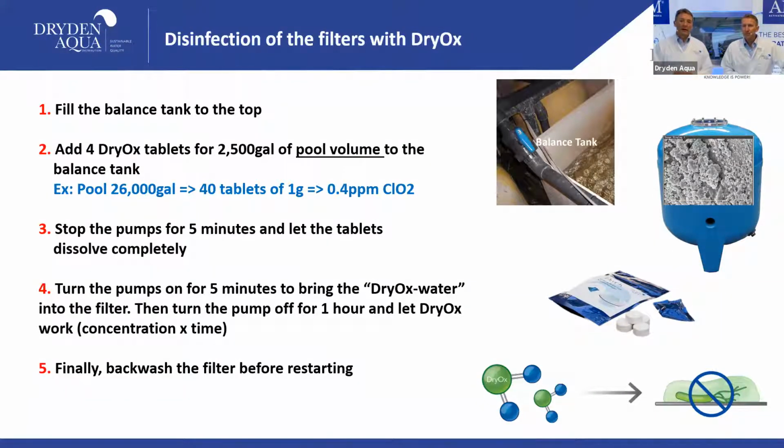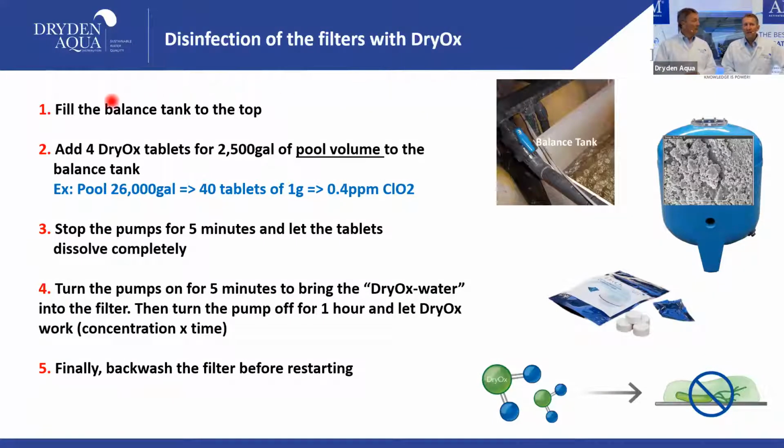We said, okay, fill the balance tank to the top. Why do we do this? Because we will put Dryox tablets into the balance tank, which will generate chlorine dioxide, and we don't want to clean just the first 10 centimeters. We want to clean all the balance tank, especially the parts you cannot access. So that's step number 1: fill it to the top, stop the pump.